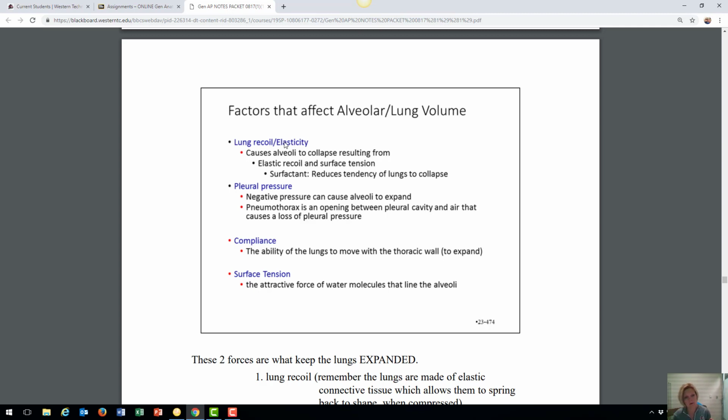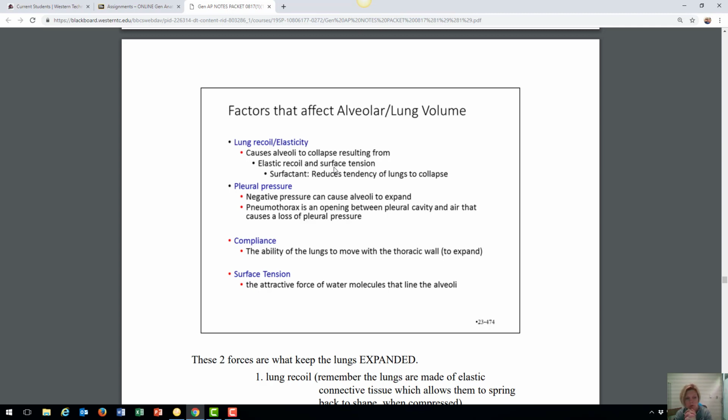So we do need some amount of lung recoil elasticity and surface tension to allow the lungs to go back to their resting state. But surfactant is something that helps them to expand so we don't have too much surface tension, which would eventually lead to lung collapse if it got too high in that surface tension due to those water molecules. Pleural pressure, I already mentioned, is a negative pressure, and it allows the lungs to expand.